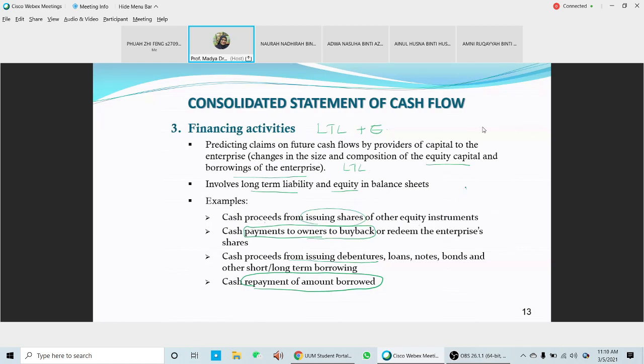So operating is revenue and expenses together with current assets and current liabilities. Investing is long-term assets. Financing is long-term liability plus equity. Okay, so those are the things that we have here.